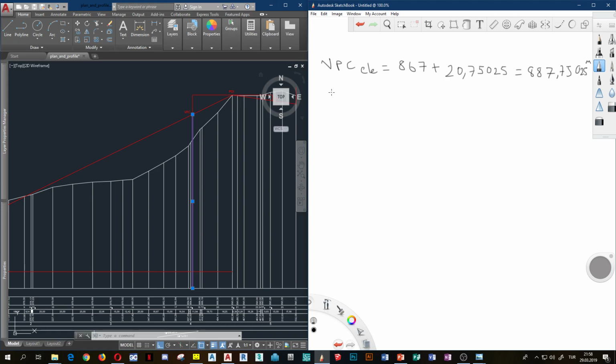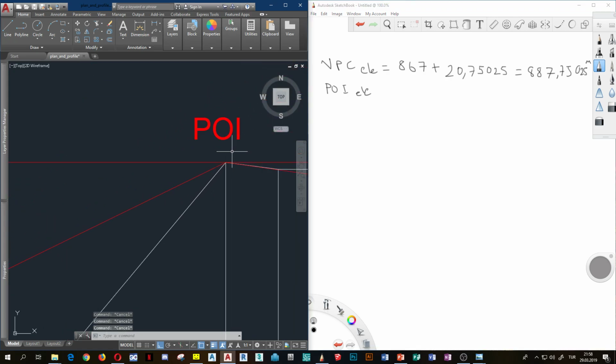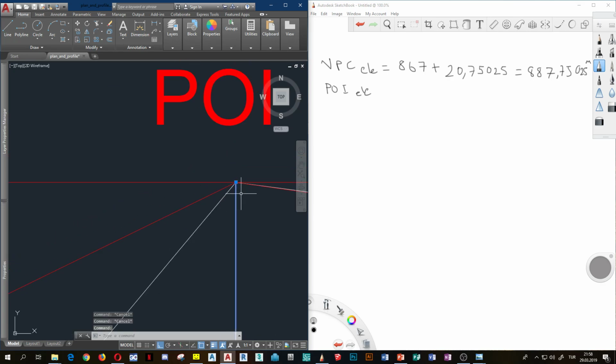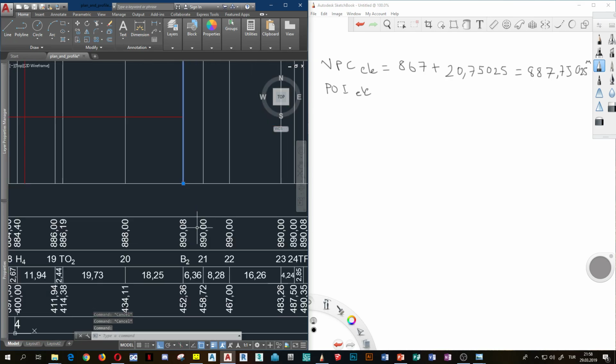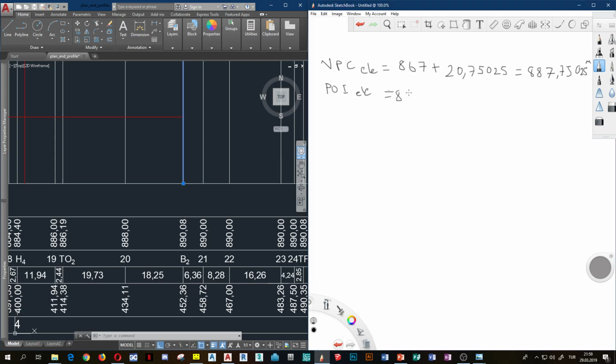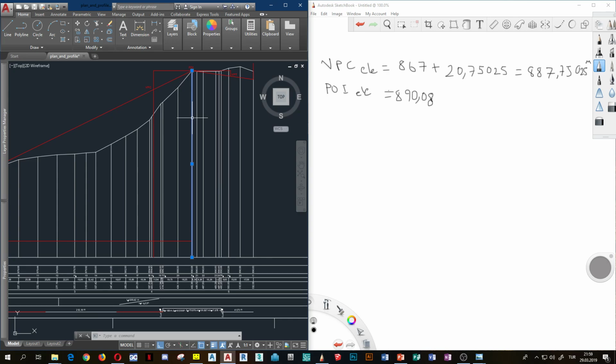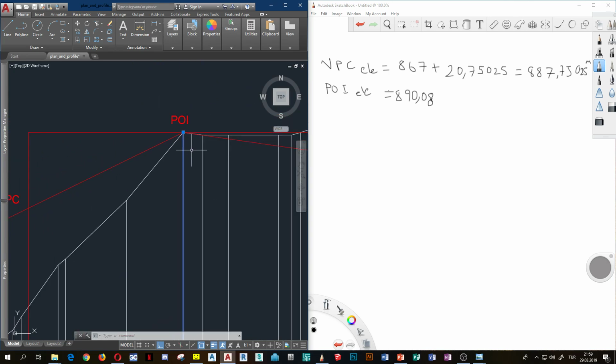Look at the POI elevation. POI elevation, midpoint of our vertical curve. Yes, we know this point's elevation. Of course, we know this point's elevation. What is the elevation? Yes, 890.08. Sorry. Yes, this is ground elevation, of course. Black elevation, yes, it is.